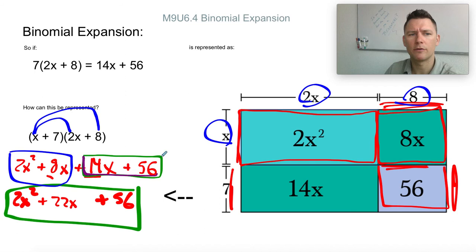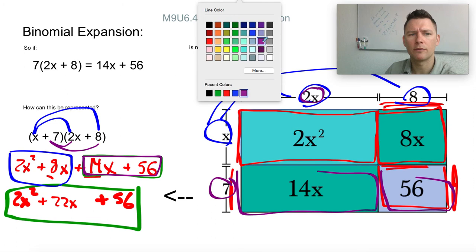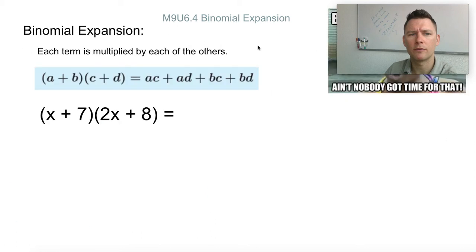These two came from 7 times 2x, and the 7 times 8 gave us this chunk, right? So we said x times this and x times this, and then we also said 7 times this and 7 times that, right? We just multiplied each piece by all the other parts. So we can do that same thing here.